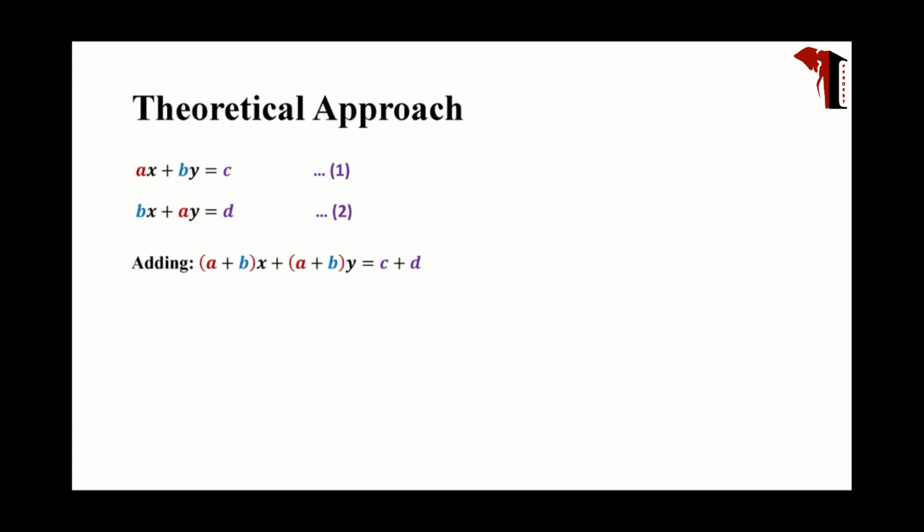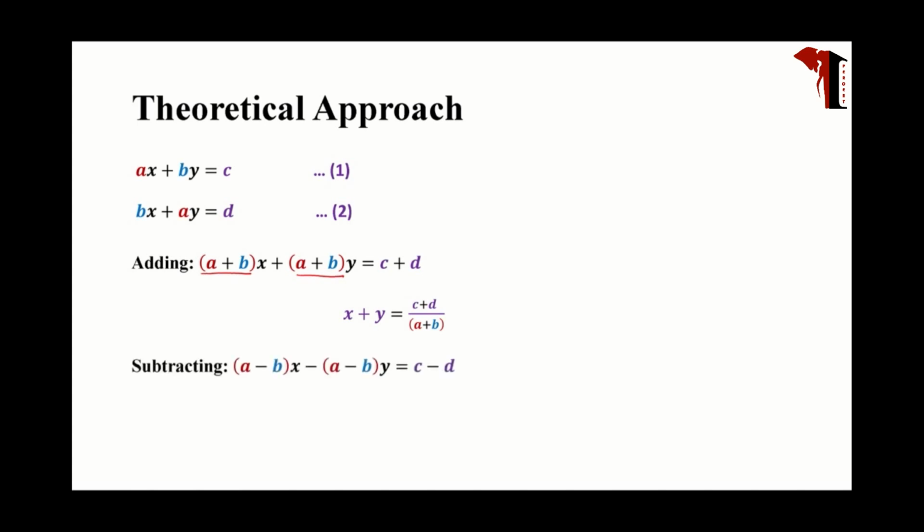Now here you can clearly see that a plus b is common in both the variables x and y. So you can take a plus b common, and if you transpose, what do you get? You will get x plus y equals c plus d by a plus b.